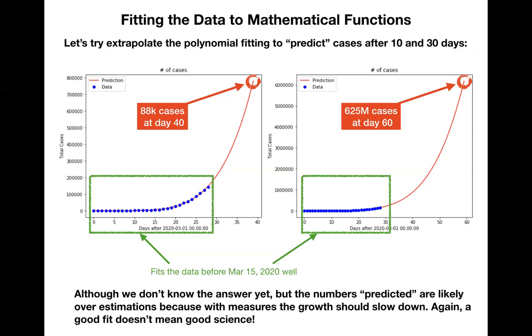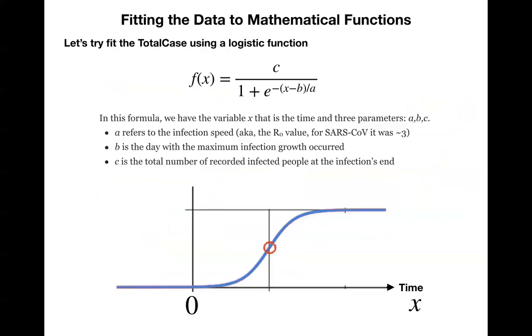We don't know if it's right, but to me, these numbers are way over-predicting the cases because it's just a mathematical prediction. There's no real science behind it, right? So the function looks beautiful, but the prediction could be completely garbage. So the question is, is this really the right function to predict the future? It's unlikely.